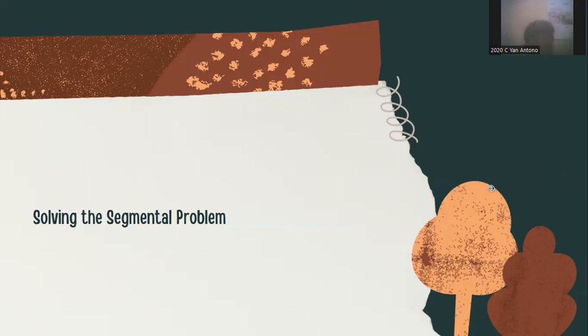And the third one, solving the segmental problem. One of the early challenges of language acquisition is learning how to segment the continuous stream of speech into individual words. Infants use a variety of strategies such as tracking transitional probabilities between syllables to solve this problem.